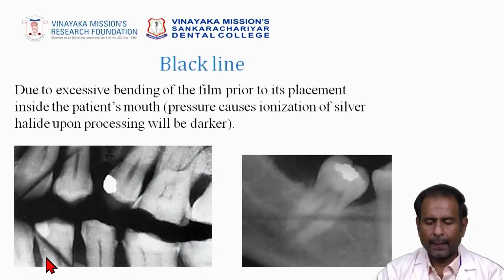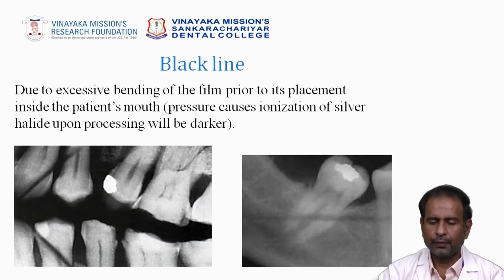The next one is the black line. It is due to excessive bending of the film prior to placement inside the patient. The film's composition includes silver halide crystals, and excessive bending will remove the silver halide crystals from the film. So it will cause the black line. The black line is one of the main errors.